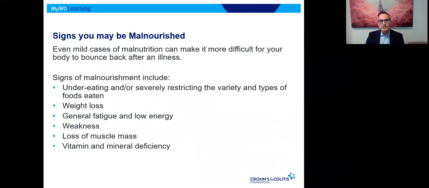There are some signs to be on the lookout for malnutrition. And of course, a good physician, a gastroenterologist, would be on the lookout for these. But even mild cases of malnutrition can make it more difficult for the body to bounce back after an illness. Signs of malnourishment include undereating or severely restricting the variety and types of foods that are eaten, weight loss, general fatigue and low energy, weakness, loss of muscle mass, and vitamin and mineral deficiency.